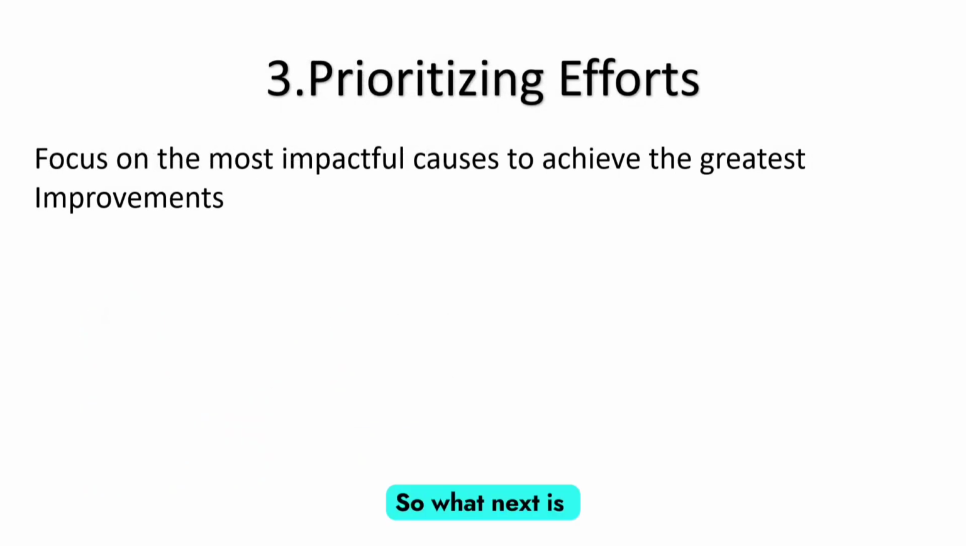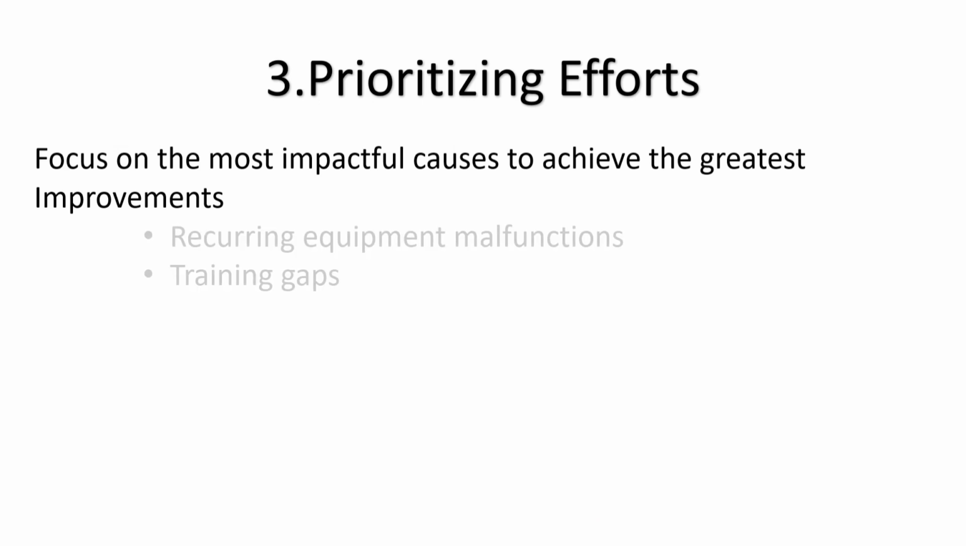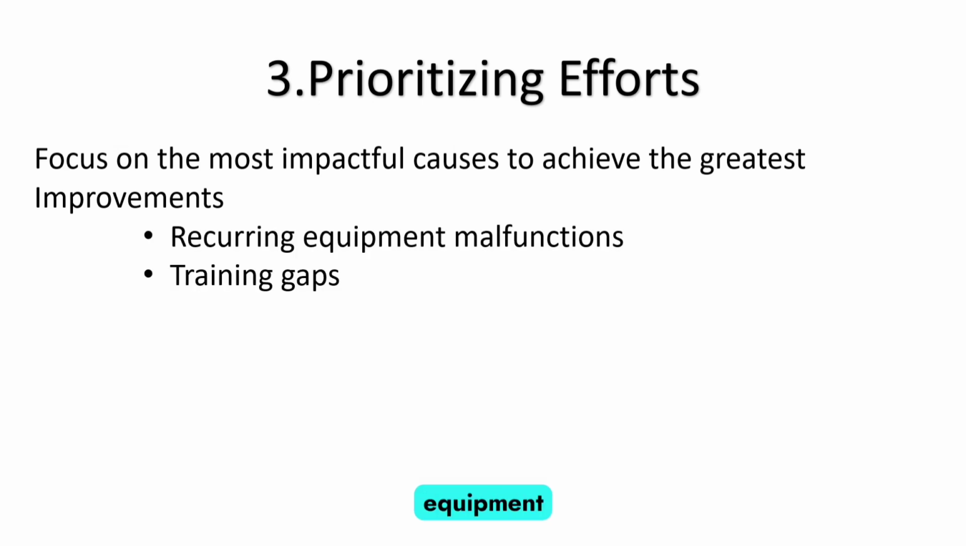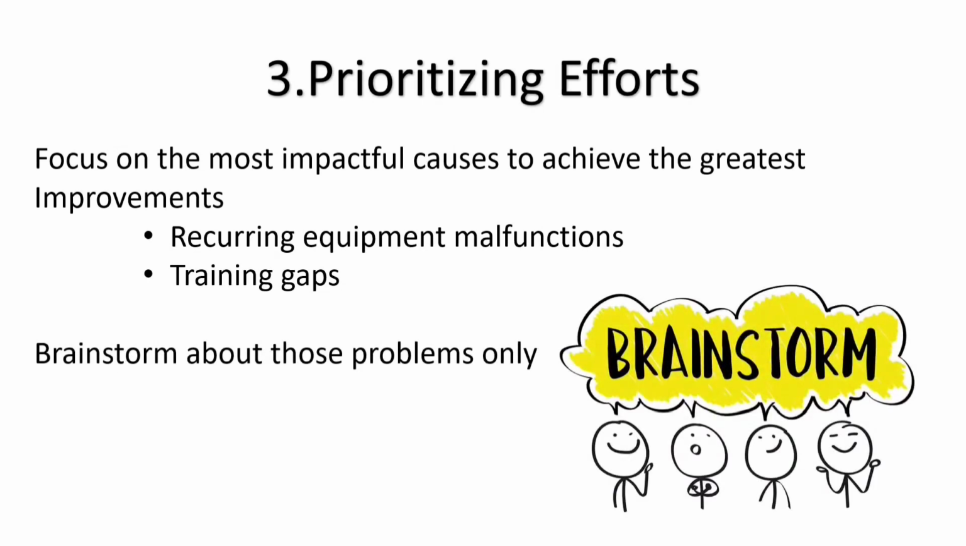So what next? Is prioritizing efforts, focusing on the most impactful causes to achieve the greatest improvements. Ravi's team obviously must prioritize addressing the top 20% of production issues that cause 80% of defects. They must focus on improving their equipment and on providing training to the workers using them. So they should brainstorm about these problems only.